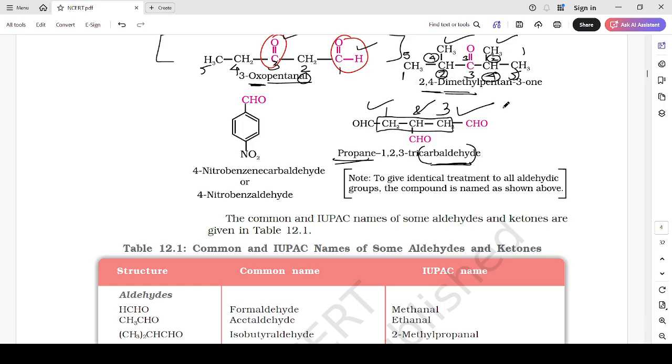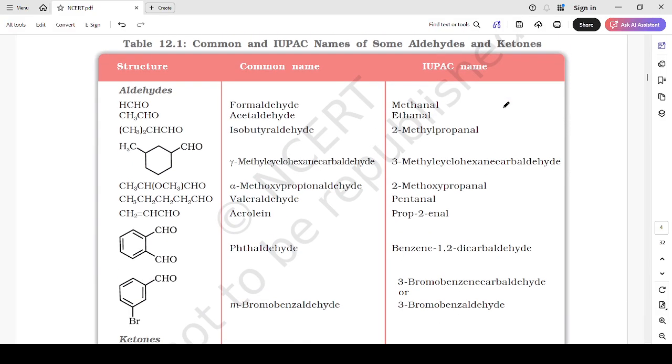Ma'am, so does that mean if there's a fourth CHO, it'll become 1, 2, 3, 4 tetracarbaldehyde? Yes, correct. Let's go for the common namings here. Let's do the common name, then you will go for IUPAC.